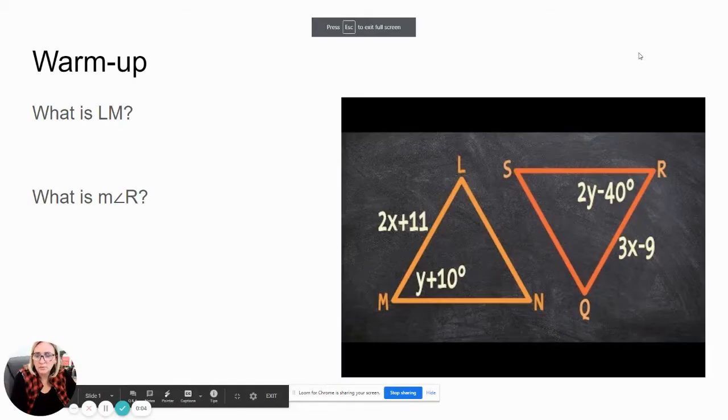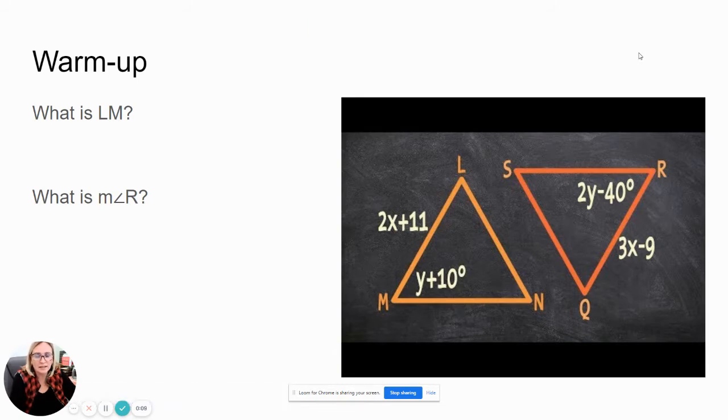We are going to start by doing a warm-up that gets us ready for what we're doing today. It just reviews our congruence. So find the side LM and the angle R.